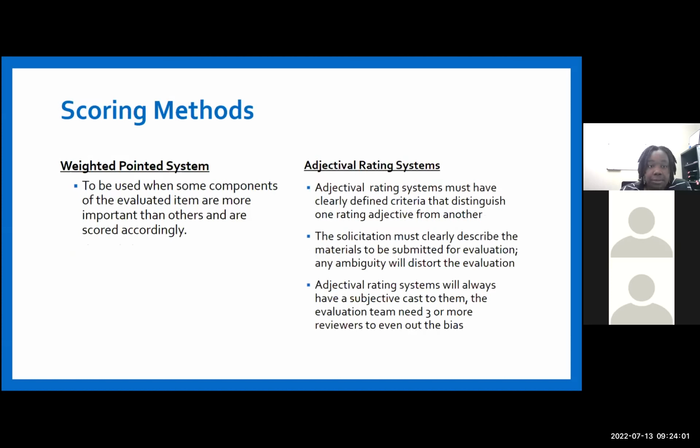Weighted point system to be used when some components of the evaluated items are more important than others and are scored accordingly. Adjectival rating systems. Adjectival rating systems must have clearly defined criteria that distinguish one rating objective from another. The solicitation must clearly describe the materials to be submitted for evaluation.